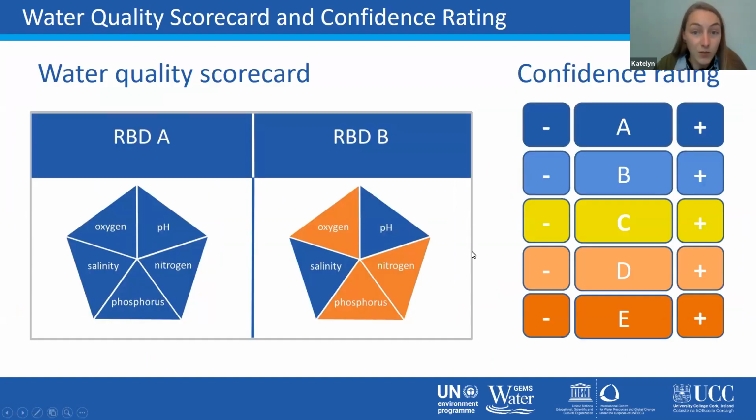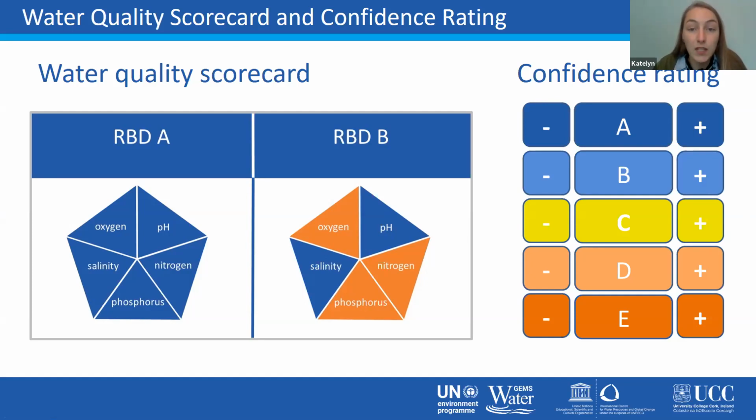On the next slide then, we have another new concept for this data drive. This is the water quality scorecard and confidence rating. They are generated by us upon your request after you report for the indicator. The water quality scorecard can communicate why your designated freshwater may not have come out as good ambient water quality. In the example here in this slide, the water quality scorecard for reporting basin District A shows that all of the 5 core parameter groups met their target 80% of the time, whereas RBD B failed on oxygen, nitrogen, and phosphorus, and its salinity and pH were of good ambient water quality.